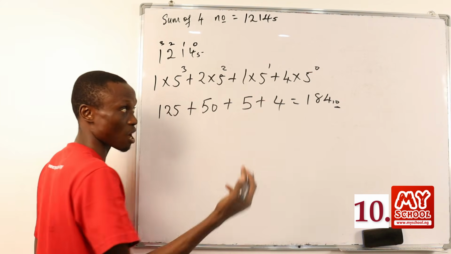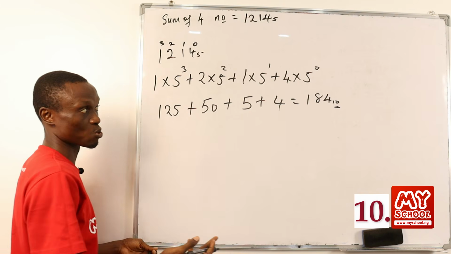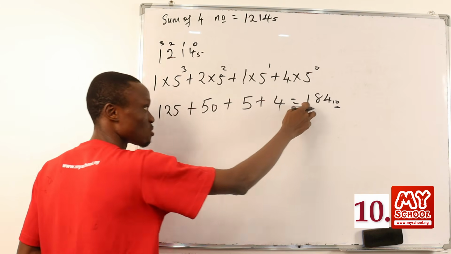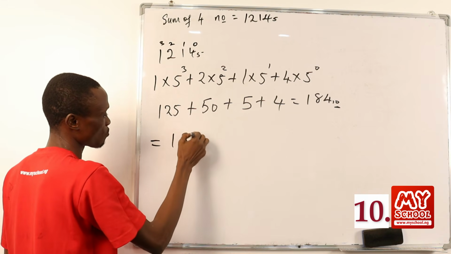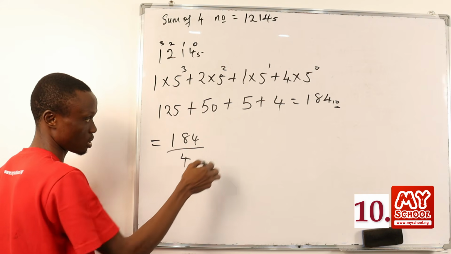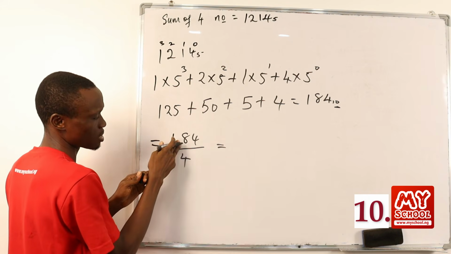Since we are looking for the average, which is the same thing as the mean, to get the average we just divide this value in base 10 by 4. So here we have 184 divided by 4. This will be equals to 4 in 18. How many 4s are in 18?